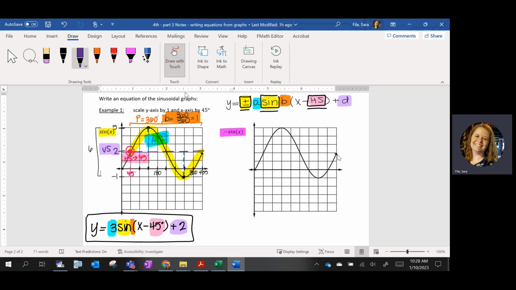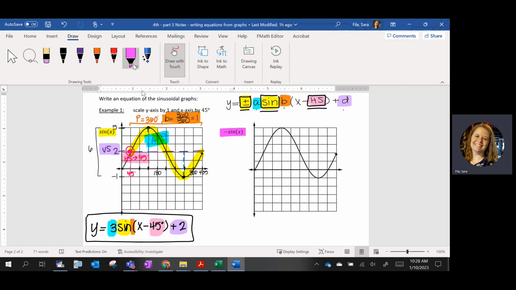Okay, so the midline did not change, so the vertical shift stays the same. Where the maximum and the minimum were did not change. So the amplitude's going to remain the same, right? Y'all agree? Okay. The width of the graph has not changed. It's not stretched or compressed. It's the exact same graph we're just working with. So the B value is not going to change.